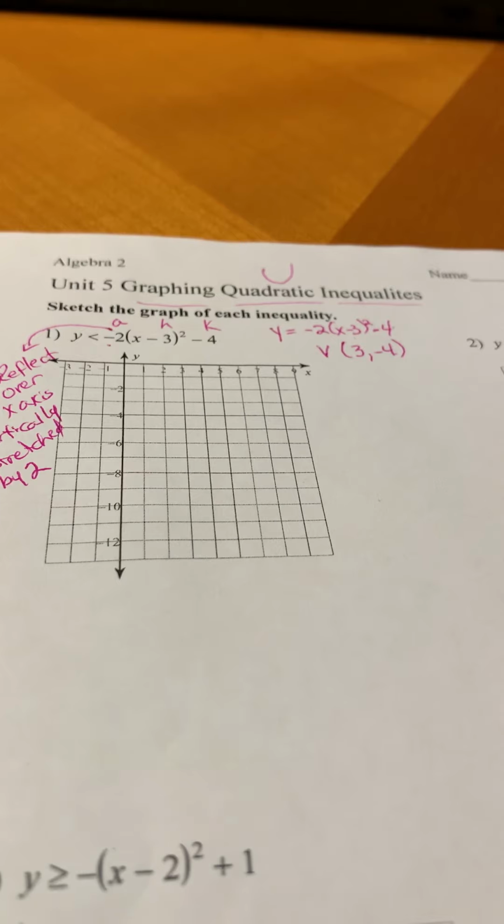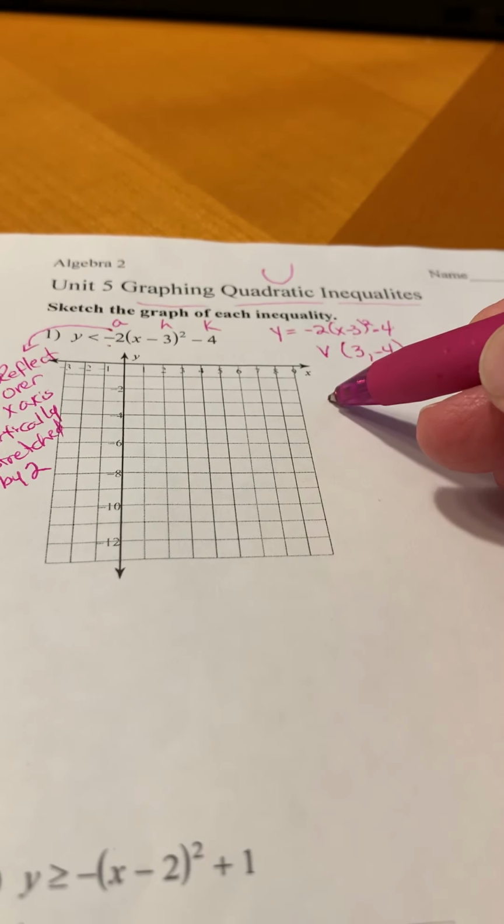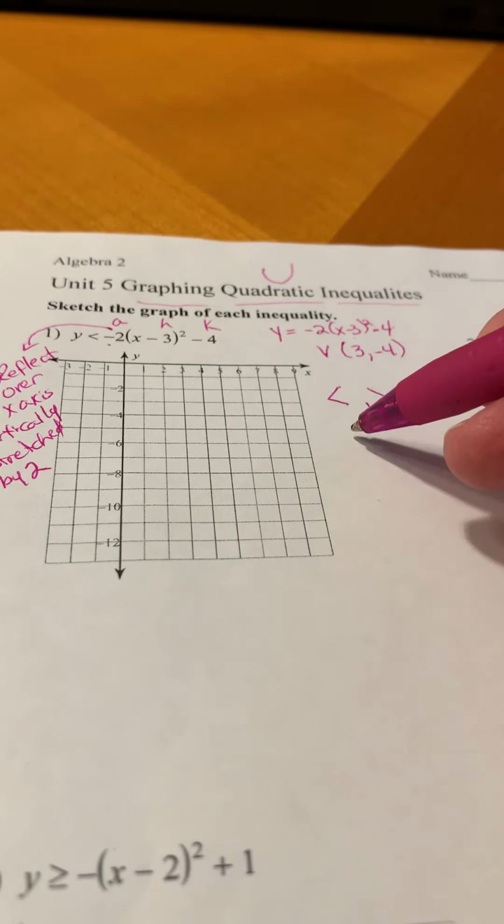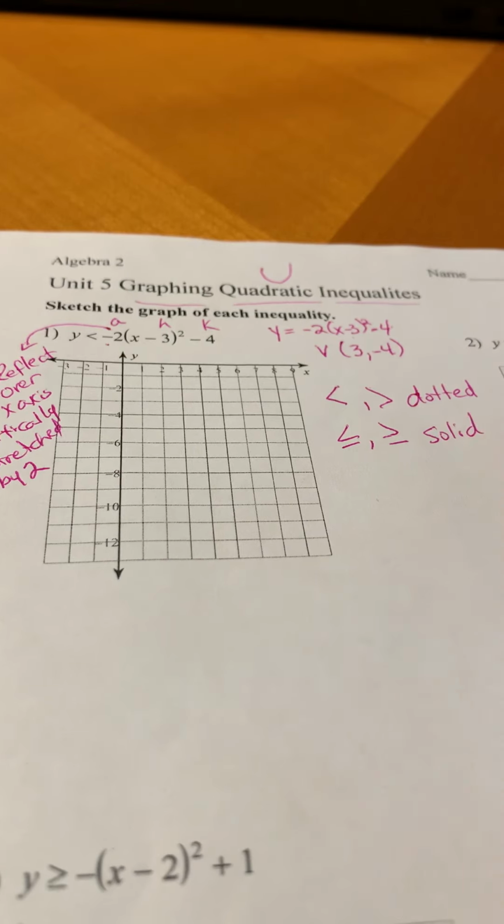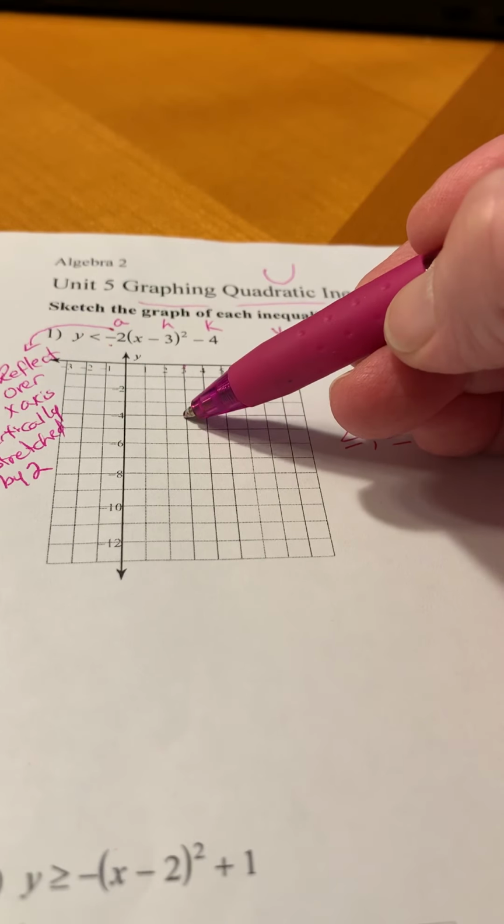So let's go over our things in our inequalities. If it is less than or greater than, without the equal sign, it's going to be a dotted line. If it is less than or equal to or greater than or equal to, it will be a solid line. So let's plot our vertex. It is at 3, -4.